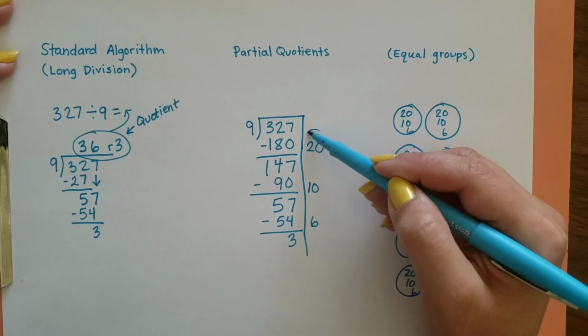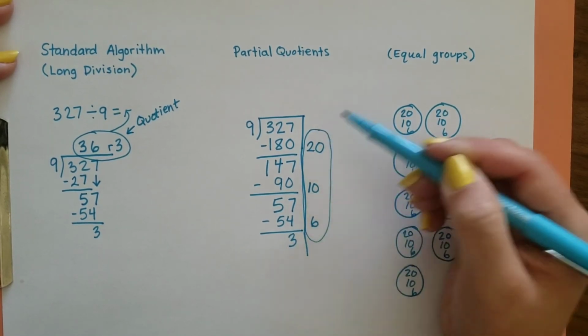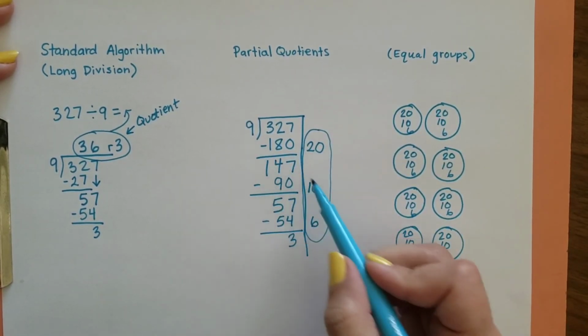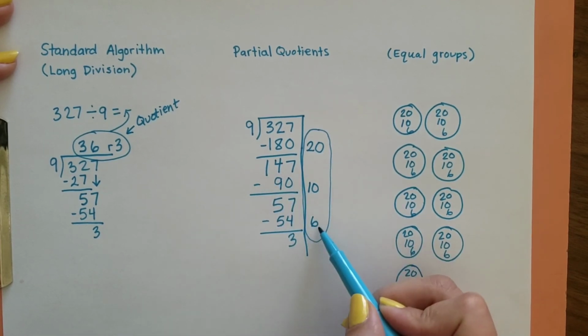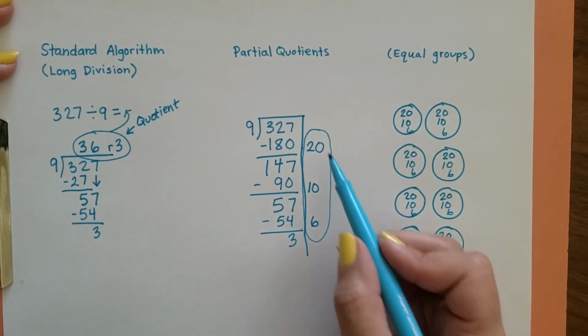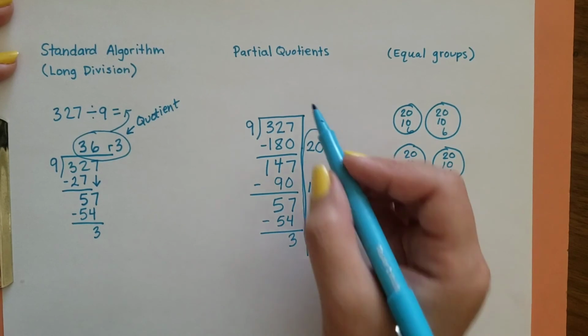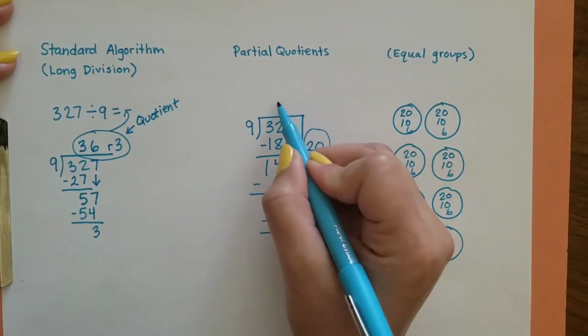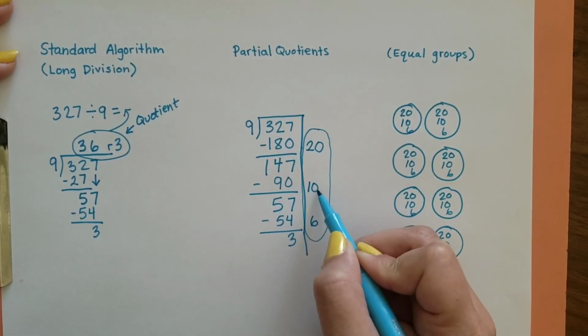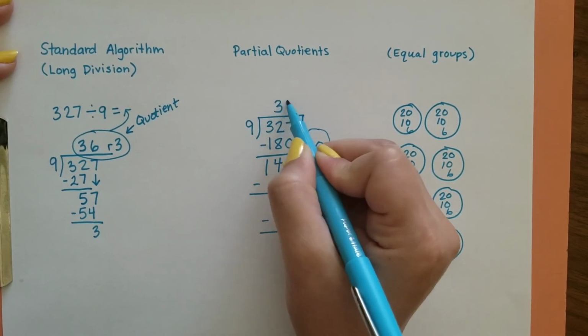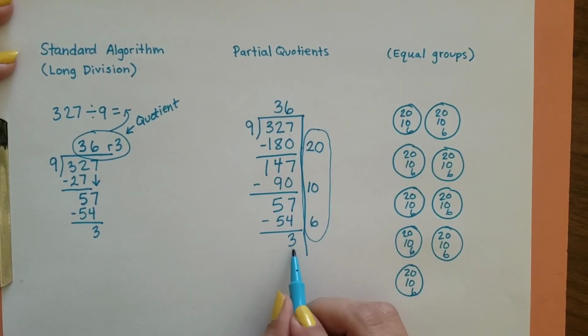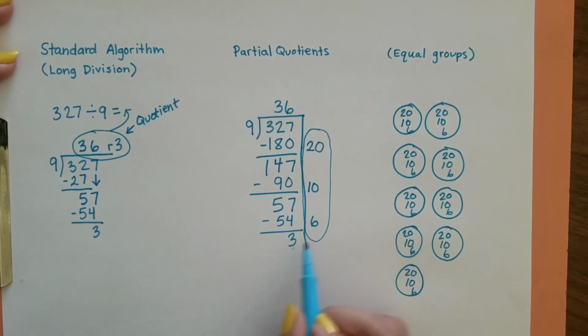Now you have these, this many times. We took 9 away 20 times, we took 9 away 10 times, and then we took 9 away 6 times. So we add these up. We took away 9. 20 plus 10 is 30 plus 6 is 36 times. And we found out that we had a remainder. Can we split 3 evenly into 9 groups? No, we can't. It wouldn't be enough.